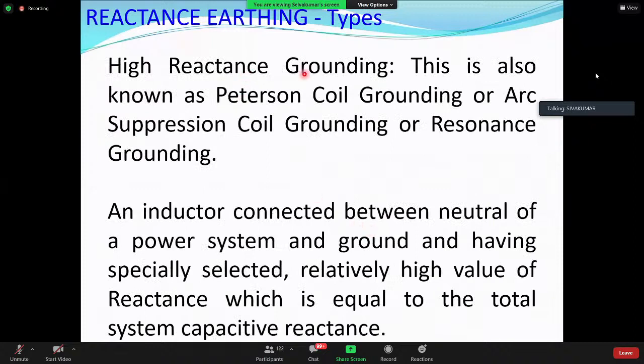Then there is something called high reactance grounding. In high reactance grounding, it is known by very many names: Peterson coil grounding, or arc suppression coil grounding, or resonance grounding. Here the reactance value is very high, equivalent to the total system leakage capacitance.